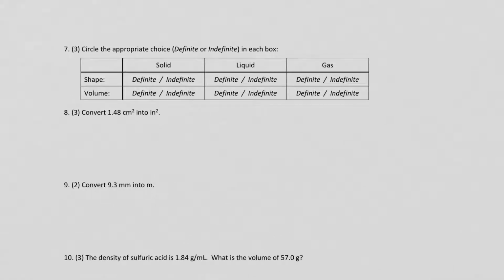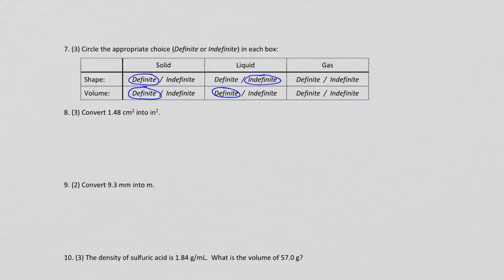Now, this is something that hopefully was done early in this course. This is a more simple table to go through. We're going to go definite or indefinite. For a solid, what about our shape? It's definite, like an ice cube. Volume, definite, doesn't change. Liquid: our shape, well, we can have it in a martini glass that gives it a cone shape, or in a regular drinking glass with some water. So it's an indefinite shape, but a definite volume.